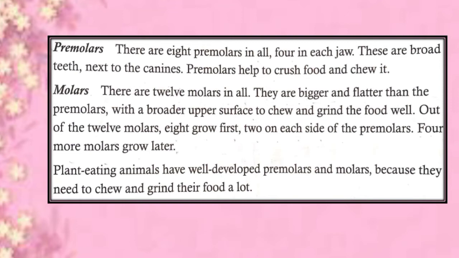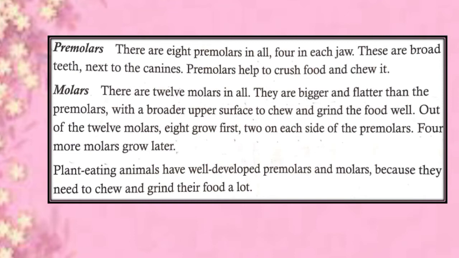Even premolars are bigger than canines and incisor teeth. They have a flat surface with ridges for crushing and grinding food into smaller pieces to make it easier for us to swallow the food.